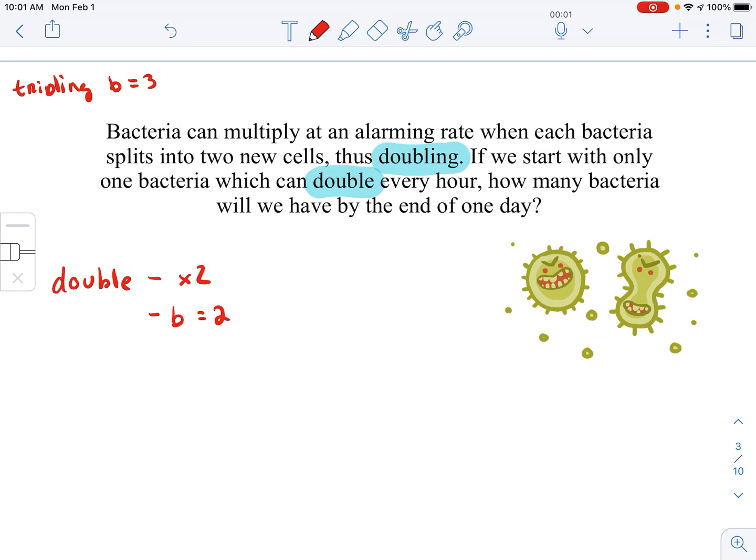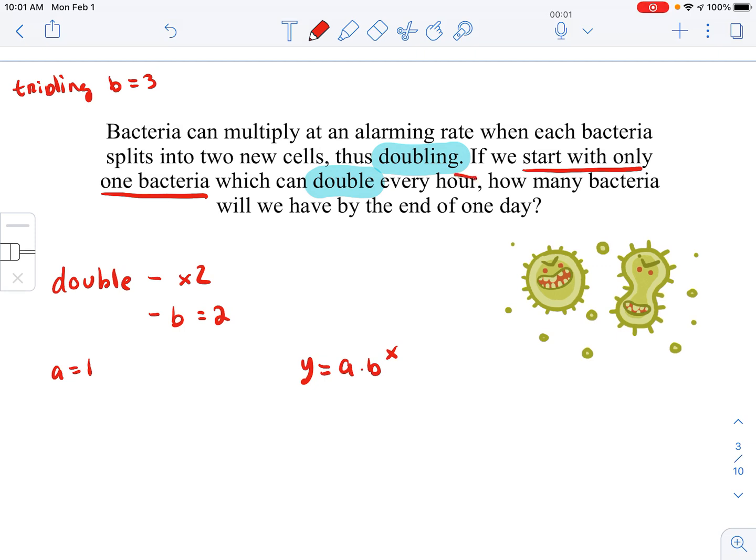Now, assuming we are forming an exponential model of the form y equals a times b to the x, we need an initial value. We have our growth factor. We need an initial value. So it says we start with only one bacteria. So that means, not B, sorry, A is going to be equal to 1. How many bacteria will we have by the end of one day?